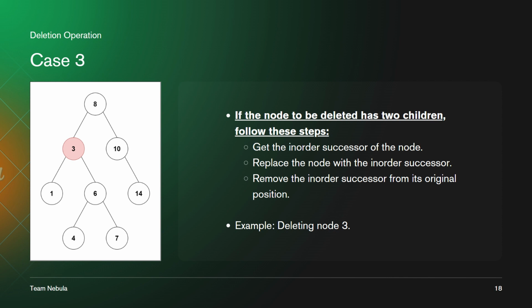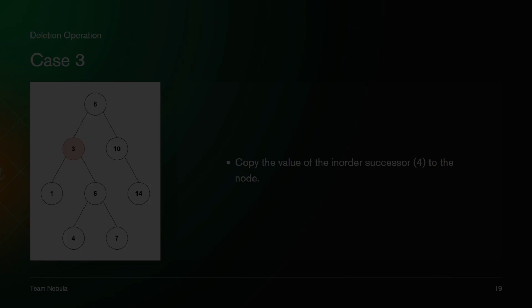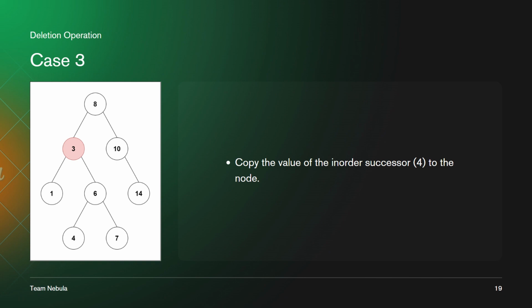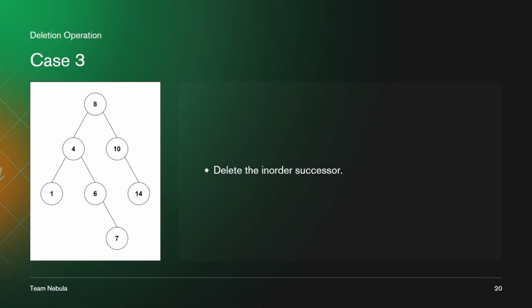Case 3. In the third case, the node to be deleted has 2 children. In such a case, follow the steps below. Get the in-order successor of that node. Replace the node with the in-order successor. Remove the in-order successor from its original position. In this example, 3 is to be deleted. Copy the value of the in-order successor, which is 4, to the node. Delete the in-order successor.